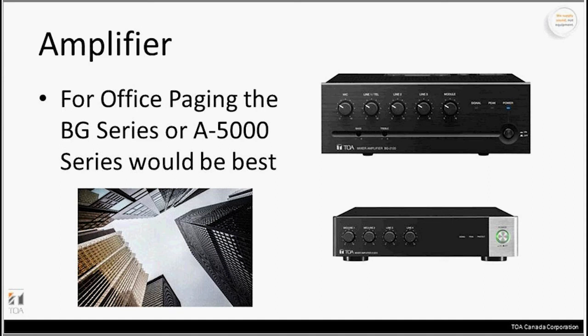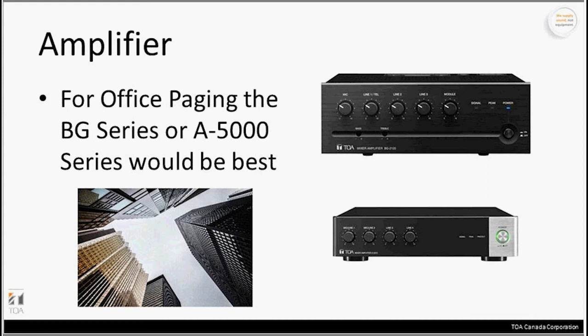For office paging, or for situations where the ceilings are low, it's not very reverberant at all, it's a carpeted area, the BG series is very well suited for that situation, or even the A5000. The BG series goes from 20 watts right up to 240 watts. The A5000, we have 2 options, the 60 or the 120.